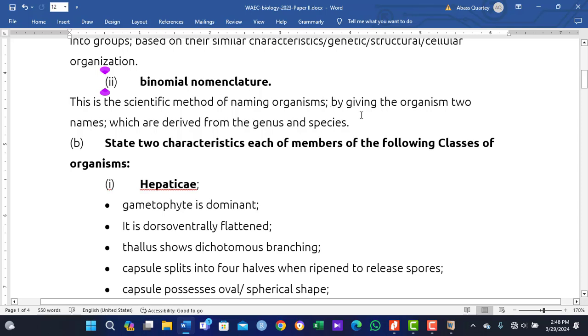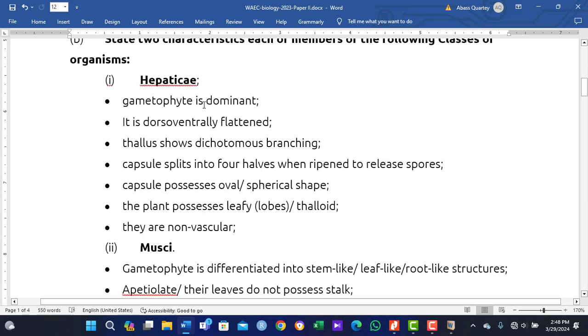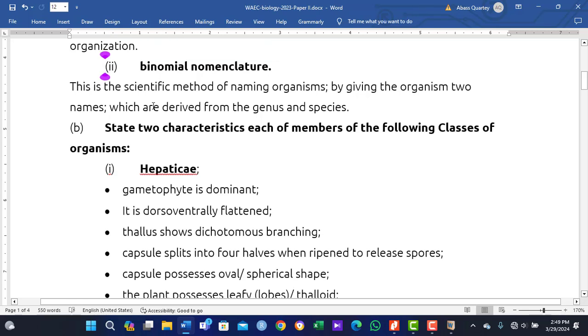We go on to B. Say 2 characteristics each of members of the following classes of organisms. We have I, the hepatici. What are some of the characteristics of organisms that are in this class? So we have gametophyte. Gametophyte is dominant, the part that produces the gamete is the dominant one. It is dorsoventrally flattened.